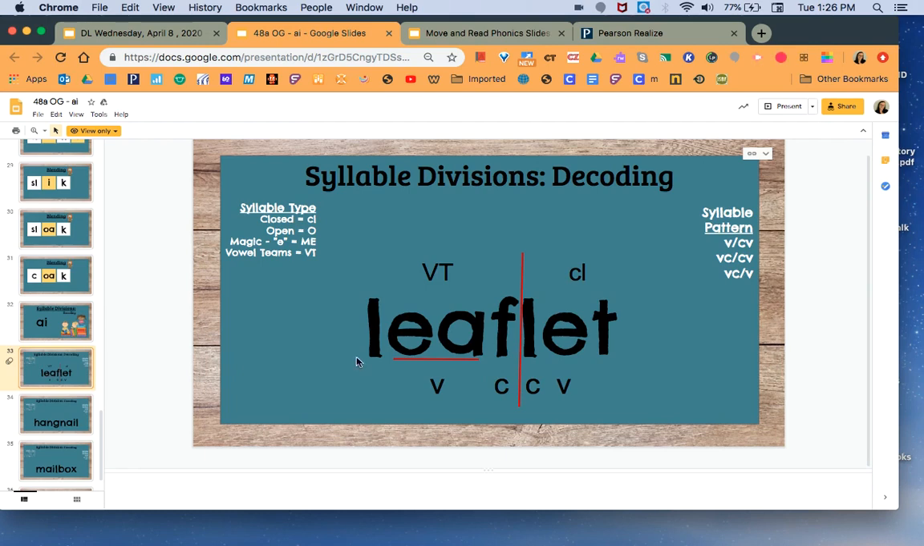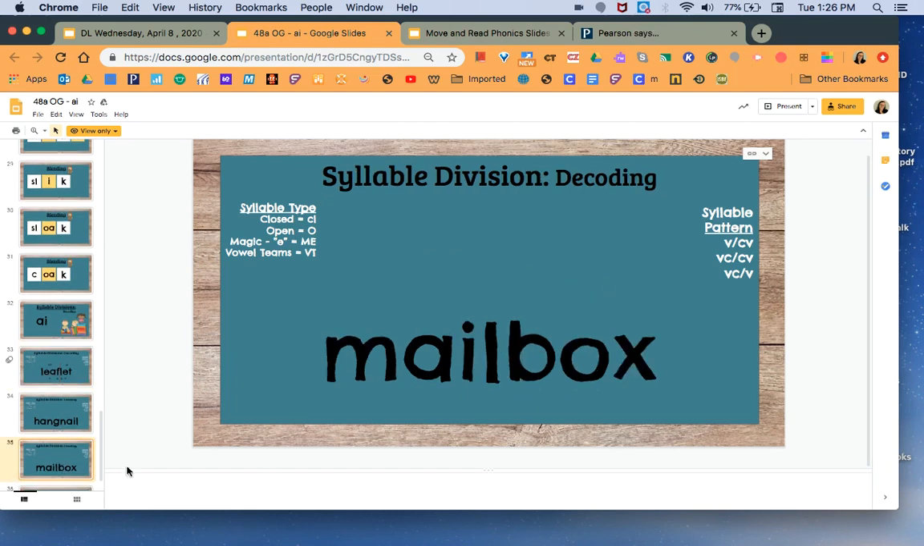Remember, guys? So we got this first part of the syllable. Here we go. Let's tap it out. Leaf, leaf, let, let. I can see this is a vowel team, and this is a closed syllable. So that's going to say that short sound. Okay, let's try this one.